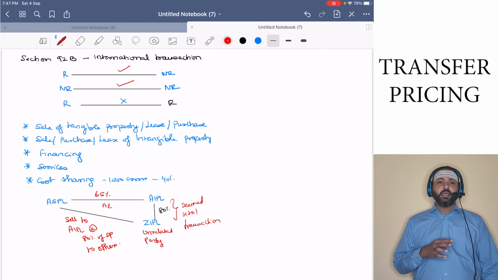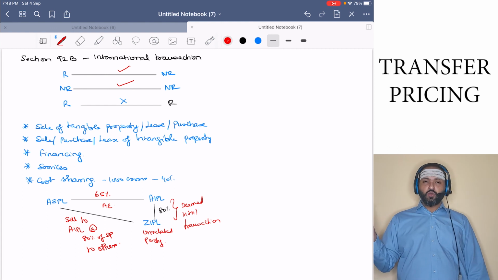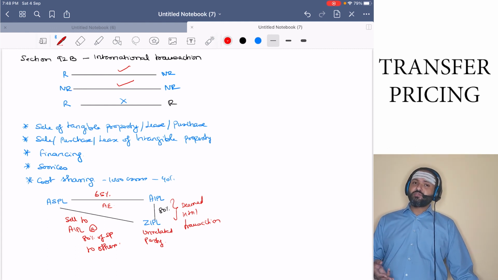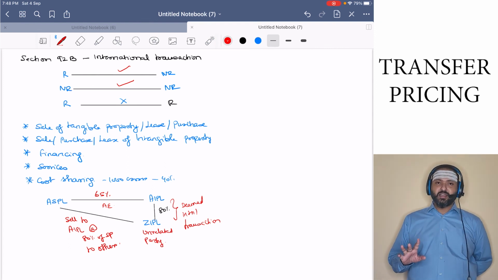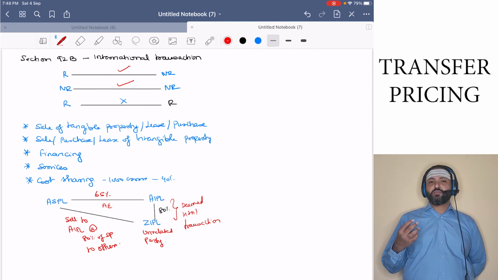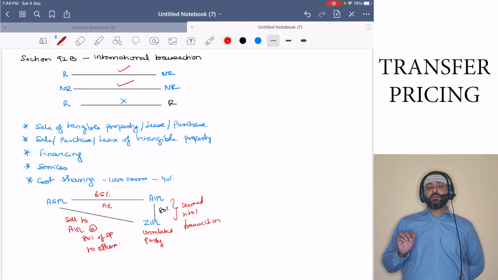Now please understand, an individual alone need not hold 50%. Individual and his relative together shall hold more than 50%. Likewise, a member of HUF and his relative together shall hold more than 50%. Only then will control get established. Okay, so this is what we have seen. And then one enterprise holding 10% of profit share of the other enterprise, both such enterprises shall be considered as associated enterprises. Okay, so this brings us to the conclusion of understanding section 92A.